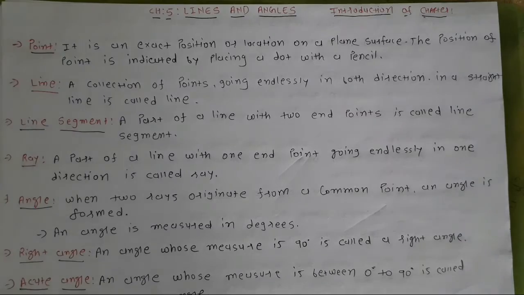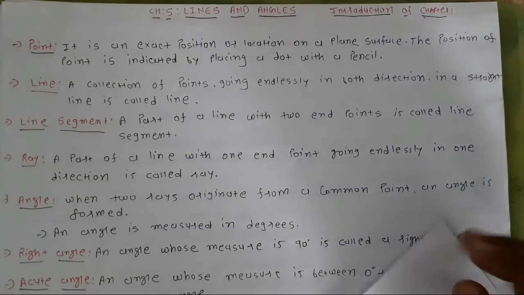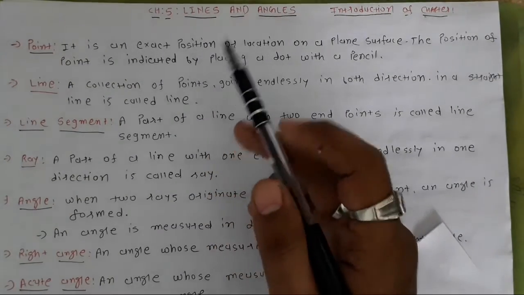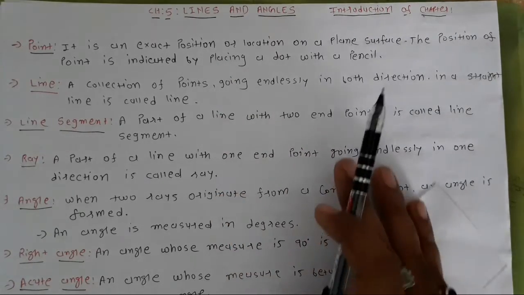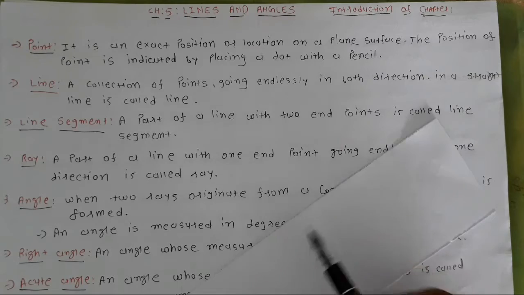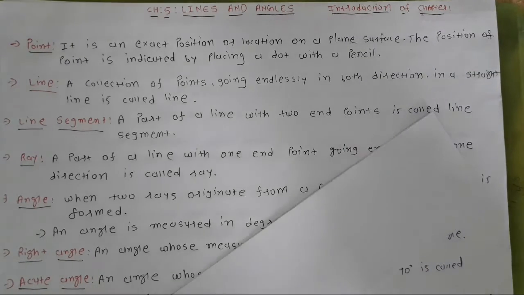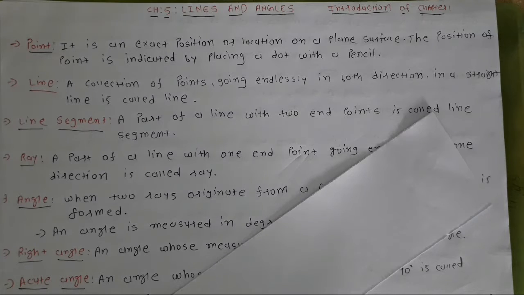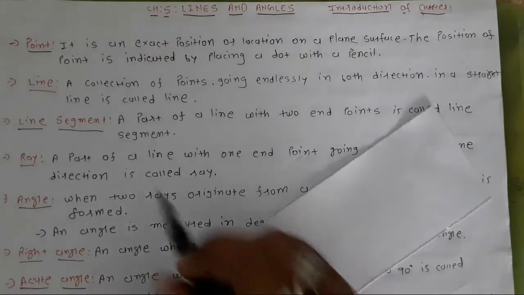Hello students, today in subject mathematics we will start chapter number 5, which is lines and angles. In that we will start the introduction of the chapter. First of all, what are lines and what is an angle? About lines and angles we already studied the basics in our previous standards. Now we'll refer to that. Now the first point, there is a point.